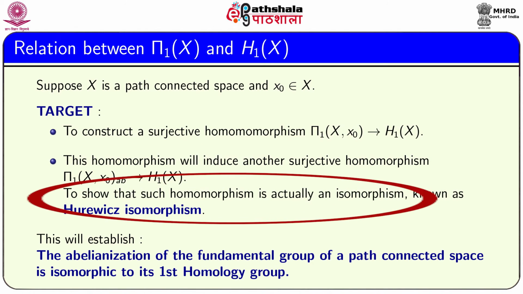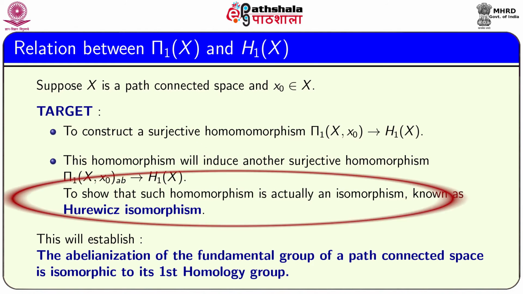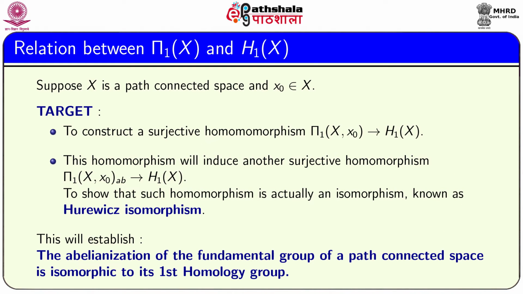To show that such homomorphism is actually an isomorphism. This particular isomorphism is called Hurewicz isomorphism. And if we can prove that, it will establish a very important connection between fundamental group and first homology group, that the Abelianization of the fundamental group of a path connected space is isomorphic to its first homology group.